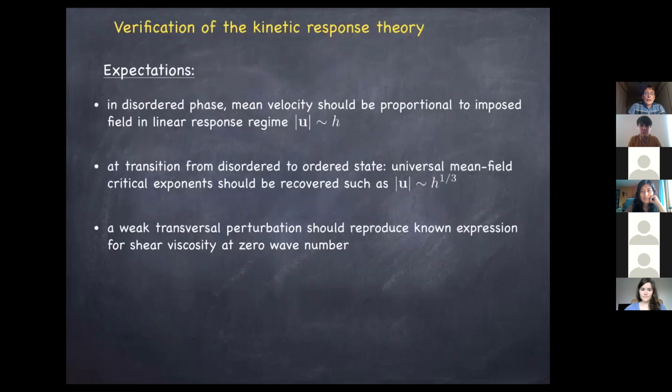Anyway, and then we had certain expectations. For instance, that the mean velocity should be proportional to the imposed field in the linear response regime, so that the mean velocity in the disordered phase should scale linearly with the field strength. And then also, if you go directly at the phase transition between ordered and disordered state, and since we do mean field theory, we should get critical exponents which are given by mean field theory. And that's actually what we found, that the mean value of u doesn't grow linearly in h anymore, but it has now this exponent 1/3, and that's the well-known critical exponent, known from, for instance, magnetic fields.